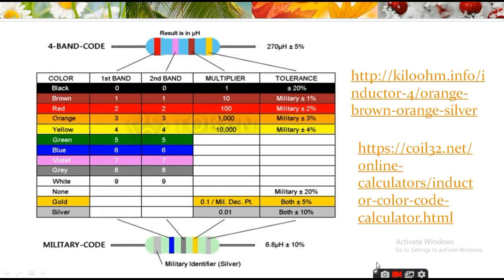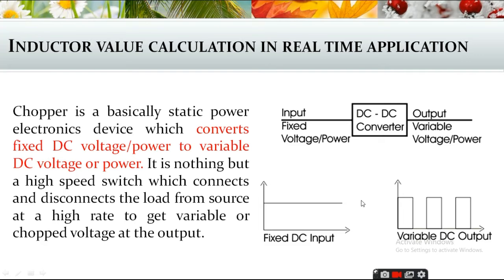A lot of websites are available to calculate the L values. Here I will show the examples. A chopper is a high-speed static switch which is used to convert fixed DC voltage to variable DC voltage. There are two types of chopper. One, step-up chopper. Second, step-down chopper.